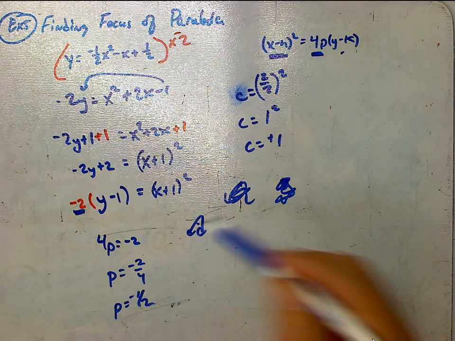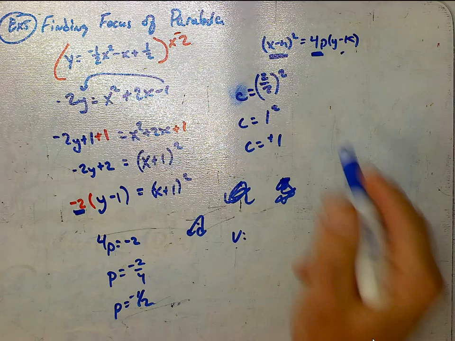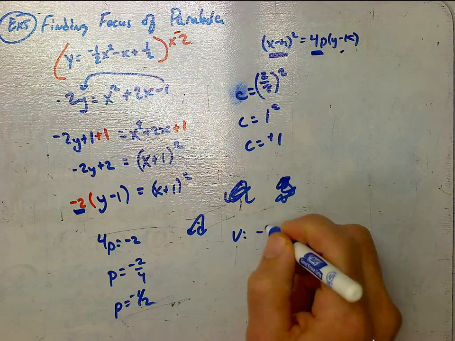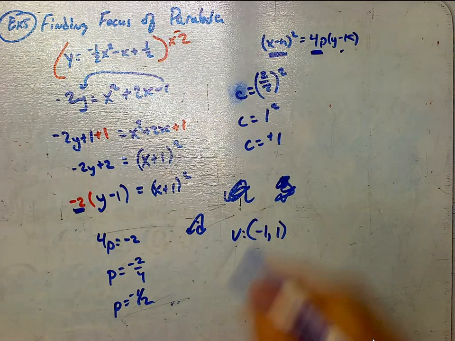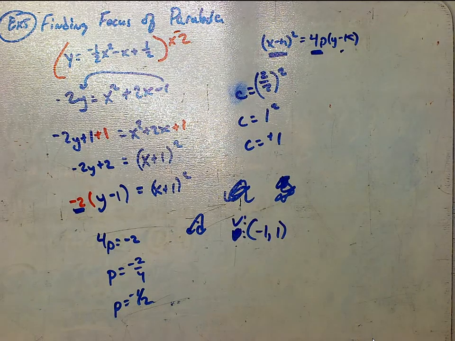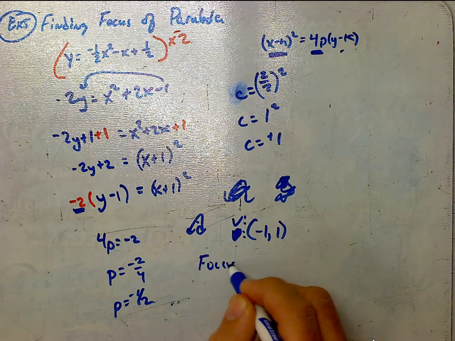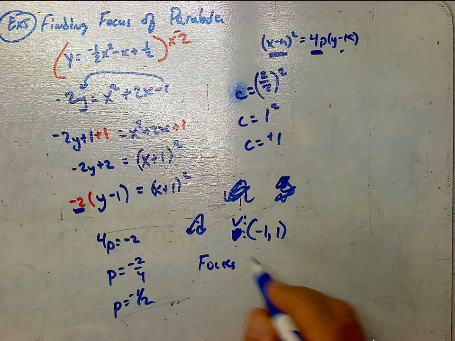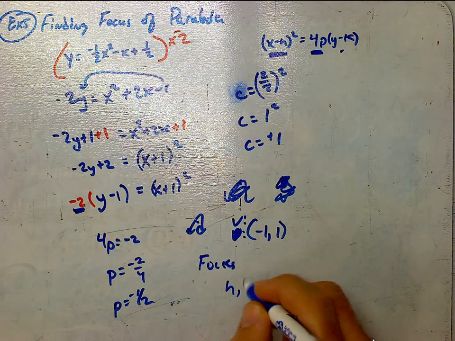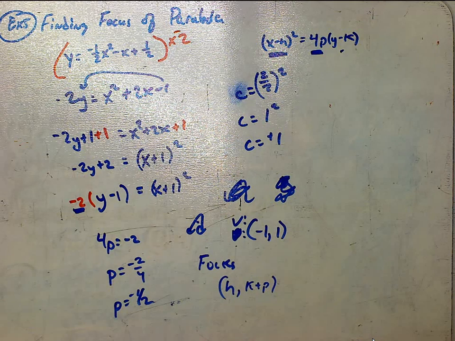So my vertex, I have to realize, okay, so x minus h, it's going to be -1, 1 for the vertex, because it's a parabola. And my focus, since it opens this way, is going to be h, comma, k plus p. Because the x coordinate is going to be the same, so it's going to be -1, comma, k is 1, plus p, p is -1/2, so it's -1, comma, 1/2. And that is the location of the focus.